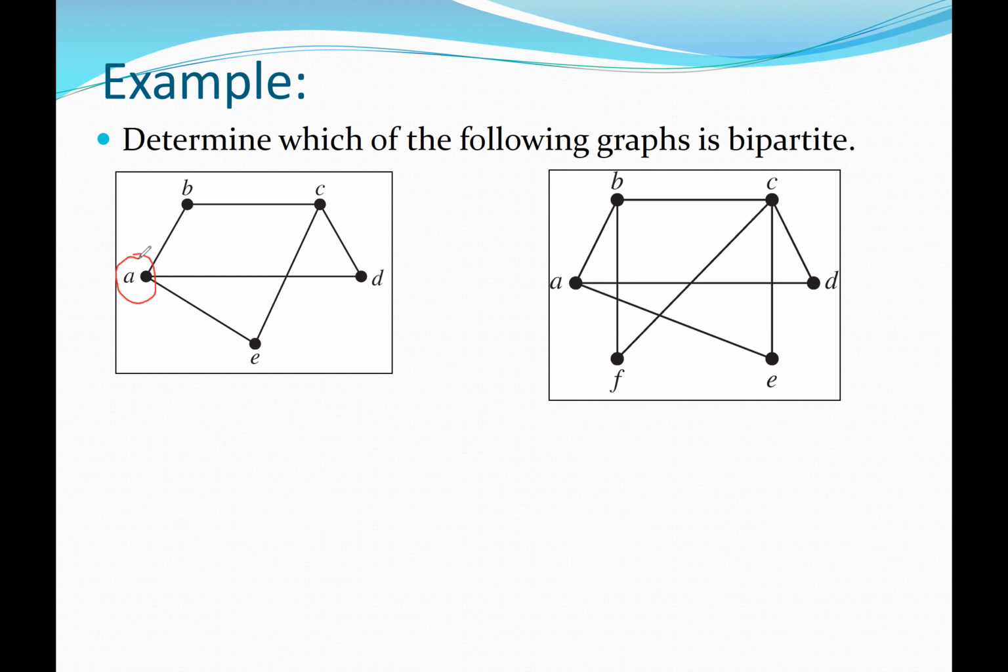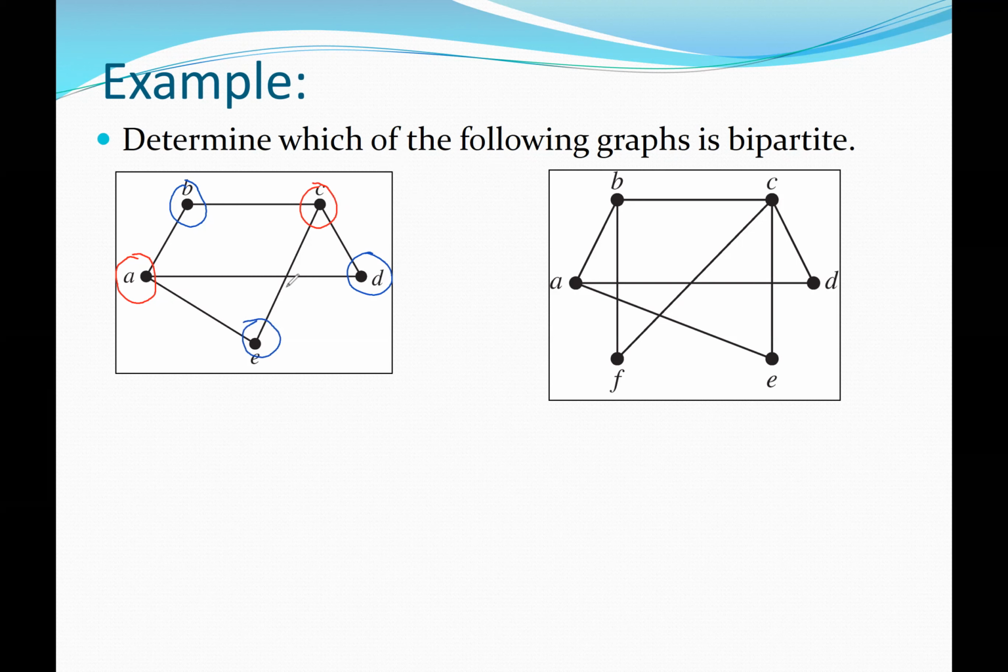And because A is red, B cannot be red, so B has to be blue. Because A and B are adjacent to each other, they have to be different colors. Now adjacent to B is C, and because B is blue already, C has to be something else, so C has to be red. Then adjacent to C is D, and C is already red, so D has to be blue. Adjacent to C is also E, and since C is red, E has to be blue.